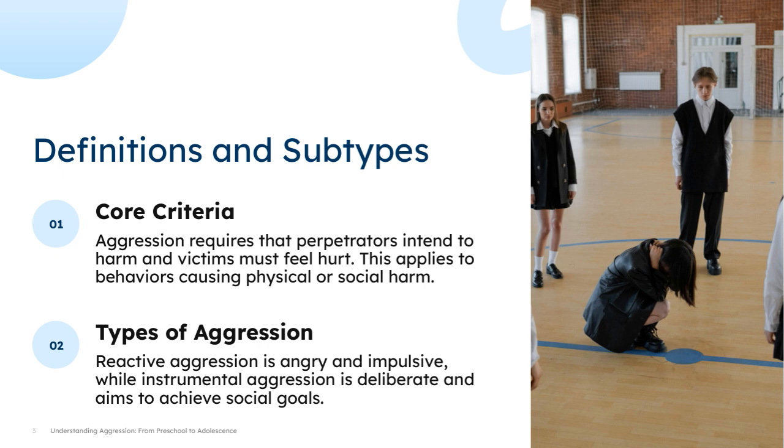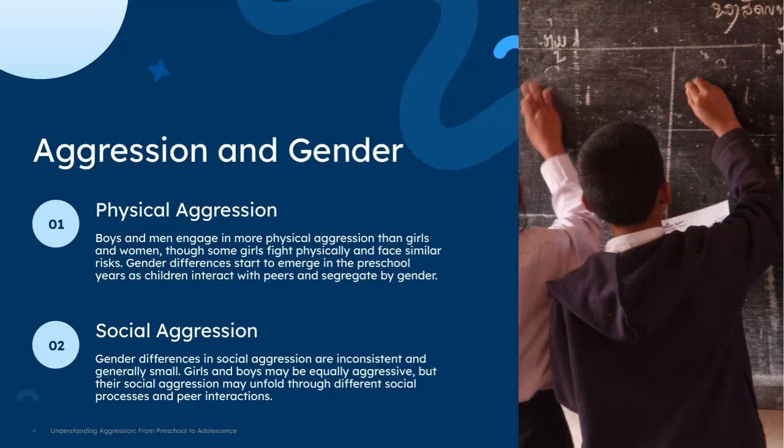The image here shows a typical scene in a school setting, reminding us that aggression often happens among peers in everyday social environments. This context is especially important when studying development, as these interactions shape how children learn to manage conflict and social challenges. On this slide, we're looking at how aggression varies between genders, focusing on two types, physical and social aggression. Starting with physical aggression, boys and men tend to show more of this behavior compared to girls and women.